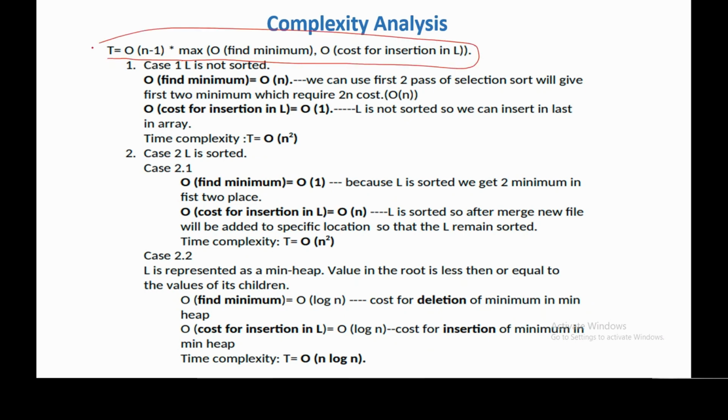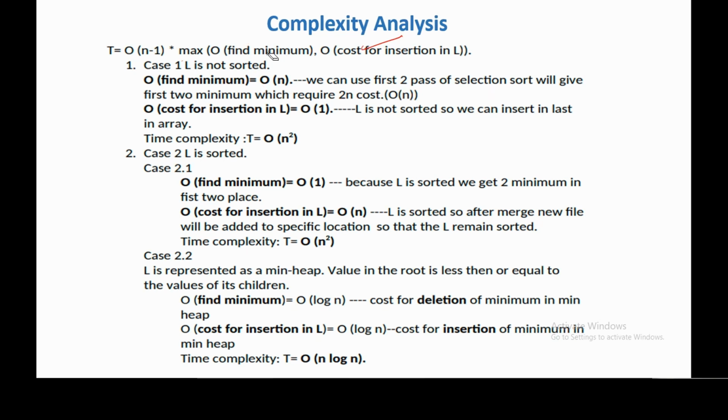Now we will analyze it in different cases. Like in case 1, suppose the list is not sorted. तो अगर जो हमको इनिशियली हमने क्या किया, जैसे हमने तो जो सॉल्व किया था उसमें लिस्ट को सॉर्ट किया था, और सपोज हम लिस्ट को सॉर्ट नहीं करते हैं, तो उस केस में what will be the complexity and what will be the cost for this. So find minimum, that is O of n. So we can use the first pass of selection sort, and that will give us the minimum element.